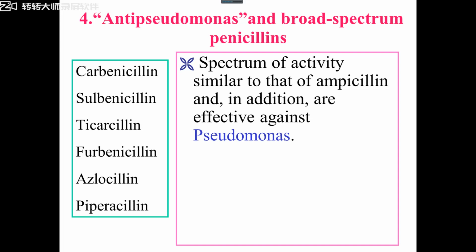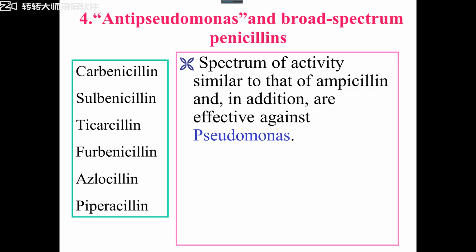So now I have a question. Do you know which kind of patients have Pseudomonas infection? Or we change the sentence, the question again. Which kind of patients always get infected with Pseudomonas? Do you know which kind of patients?